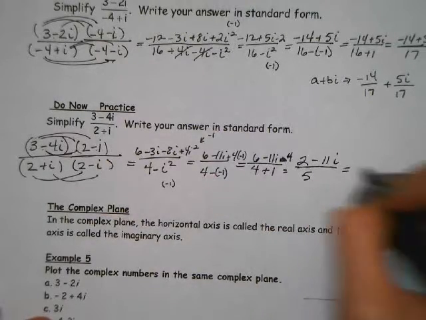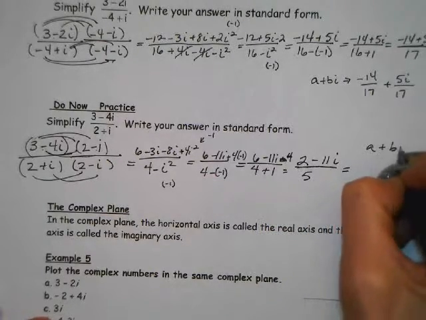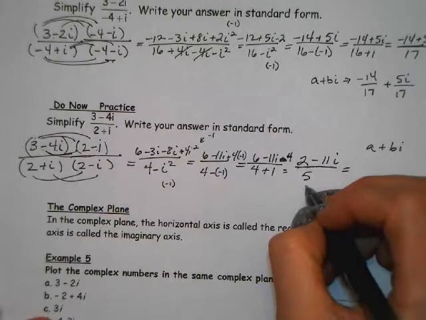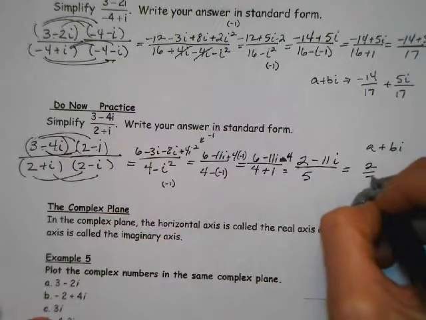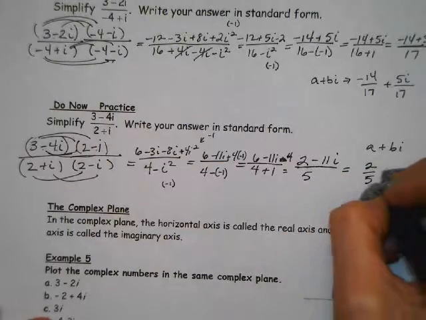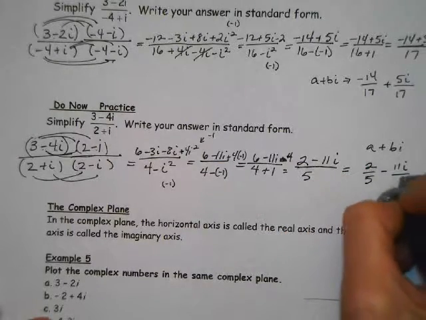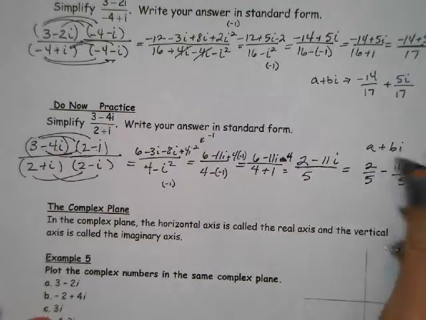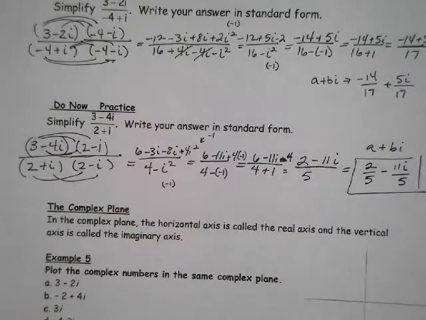Alright, so now we want to put it in the A plus BI format. So I would separate the 2 and the 5, which is 2 over 5, and I would have a minus 11I over 5. And then that would be my final answer.